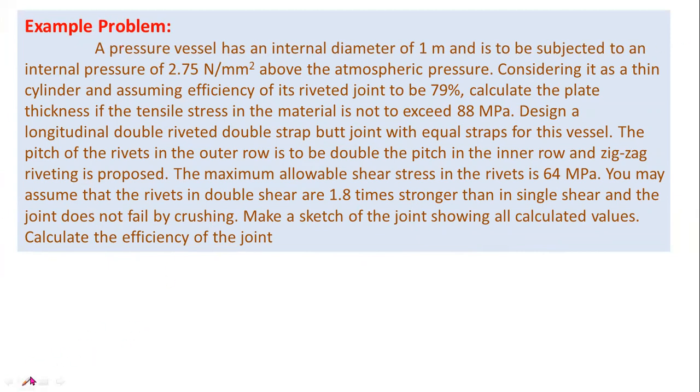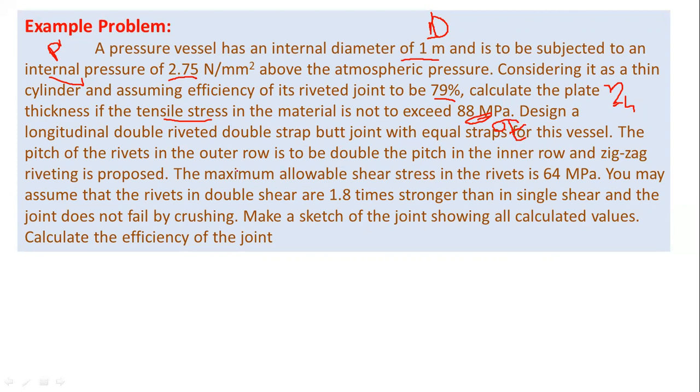From the given question, first of all, you have to identify the given data. Here you have to observe this is the diameter of the boiler shell, the internal diameter, capital D. D equal to 1 meter. And this one is the internal pressure, maximum inside pressure, capital P dash. And this one, 79%, is the joint efficiency, zeta L, the longitudinal joint efficiency. And this one is the tensile stress, 88 megapascal, sigma T.